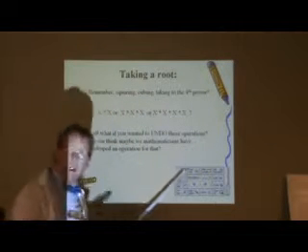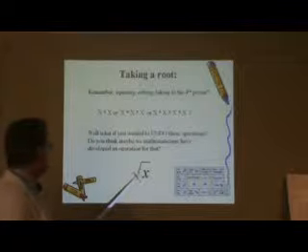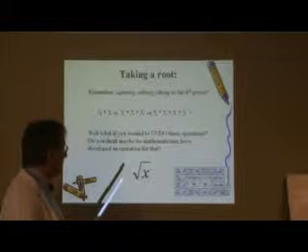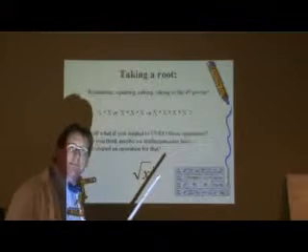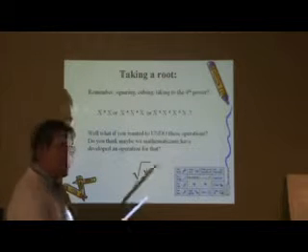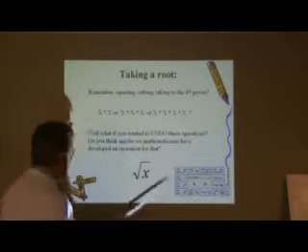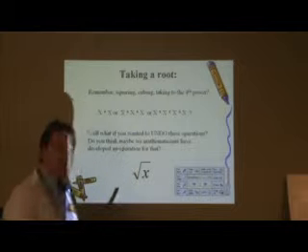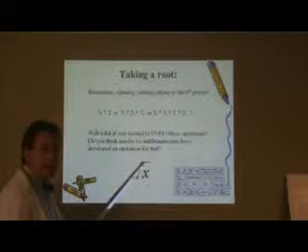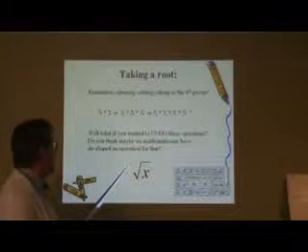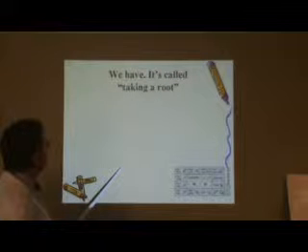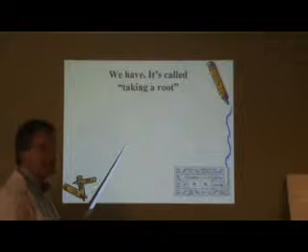If I take the square root, I use a little symbol like this. And what I'm asking is, what number was multiplied by itself that came up with this number that's now under the radical sign? It's also called a radical sign or a root sign. And this is called taking the root.